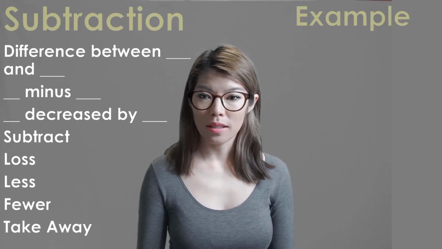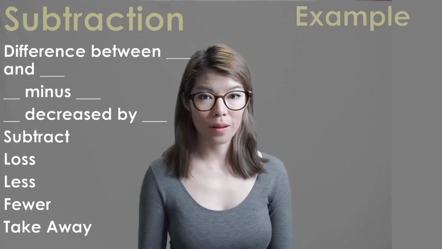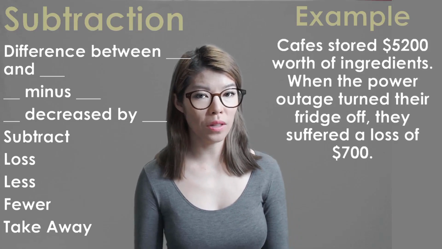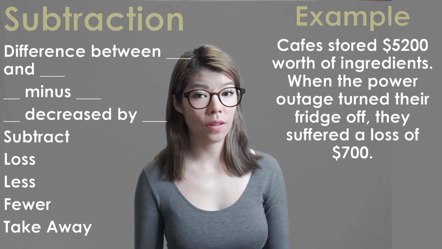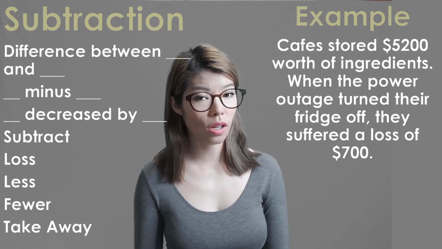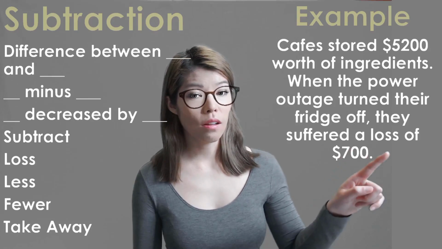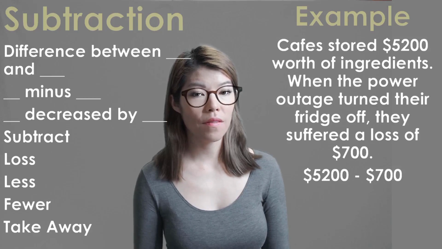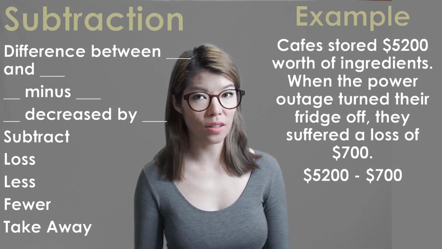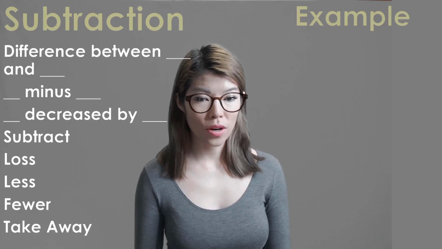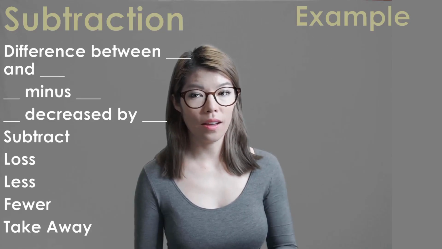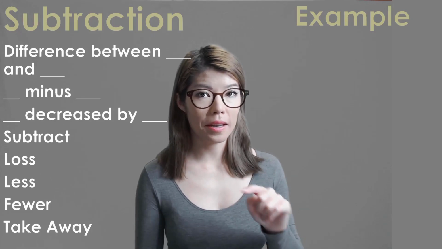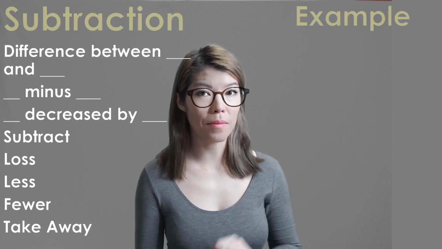Other words that we use are subtract, loss, less, fewer, and take away, such as a cafe stored $5,200 worth of ingredients. When the power outage turned the fridge off, they suffered a loss of $700. So a loss of $700 would mean minus 700. So we would write it as 5,200 minus 700. The trick to subtraction is always to write loss of, less than, always writing minus and then the number that follows that sentence after the minus.